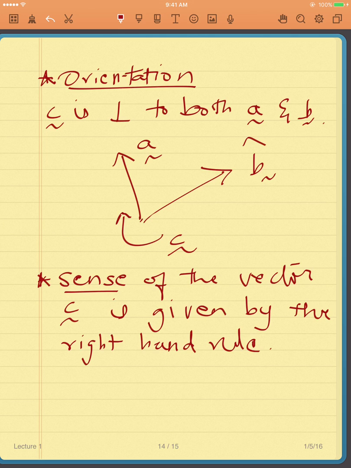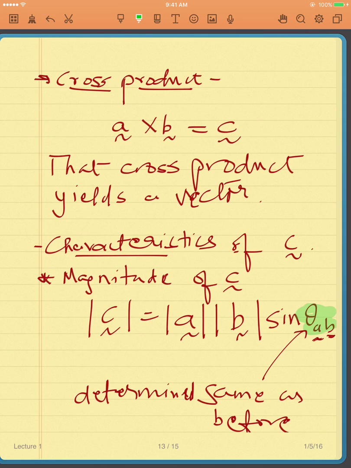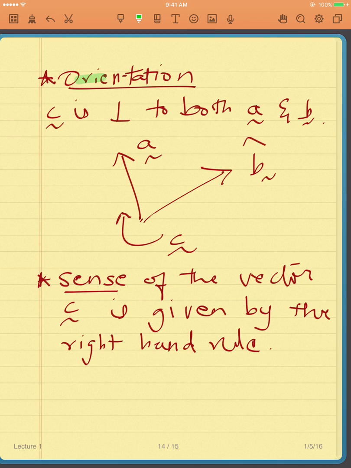Okay. Continuing. These are the three important things. On the previous page we had magnitude, which we highlight over here, and then we have orientation, which is the second important thing that we need to know about the resulting vector C, and finally the sense. Orientation says that it is perpendicular to both, and in which way it is perpendicular, whether it is pointing out of the page or into the page, is given by the right hand rule.